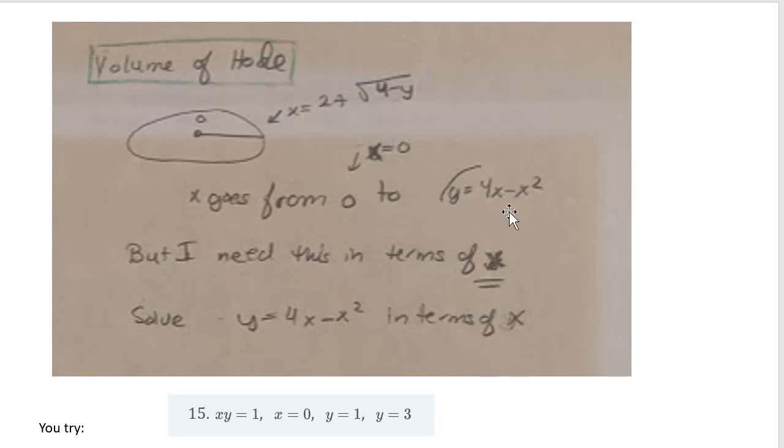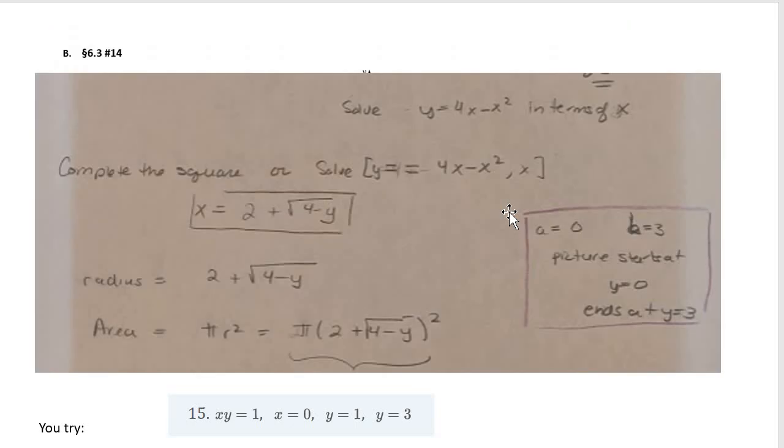But I need this in terms of y because I want x goes from 0 to x goes to something. So I need to solve x in terms of y. And that's why they wanted you to use shells, because this is hard. And this is the only time I'm going to use Mathematica. If you actually had to solve this by hand, you'd have to use complete the square. You'd have to go on this side and make this a perfect square and then take the square root. That's why you get this x equals 2 plus square root of 4 minus y in here.